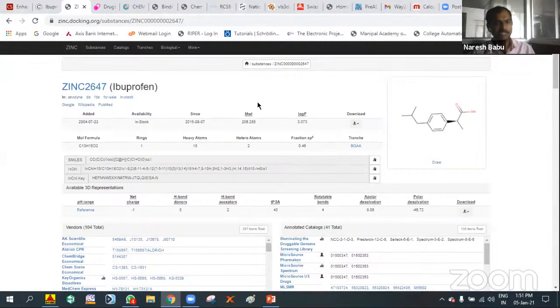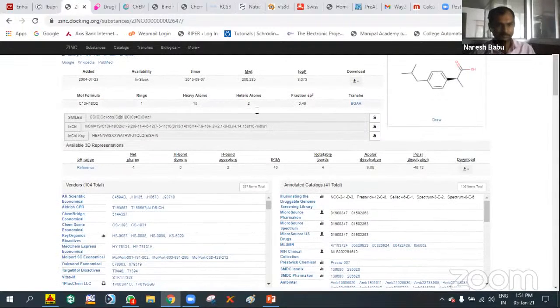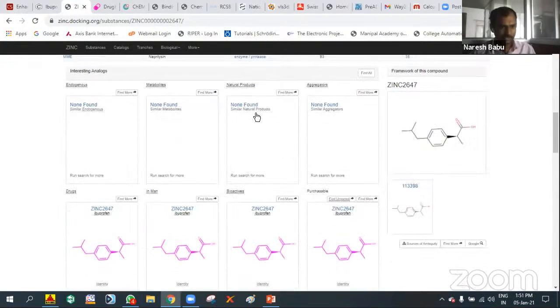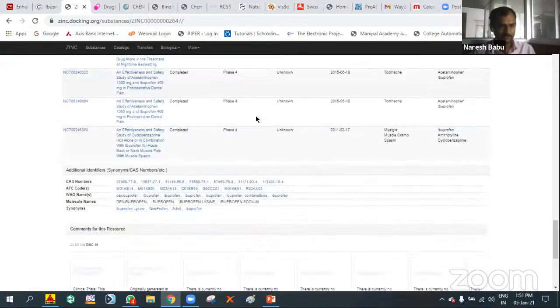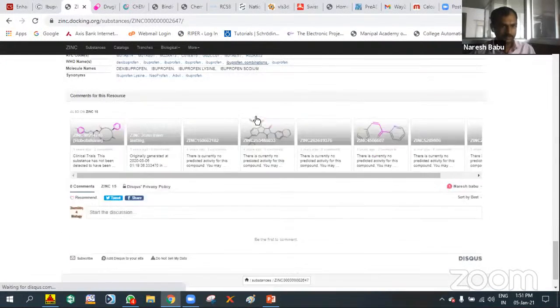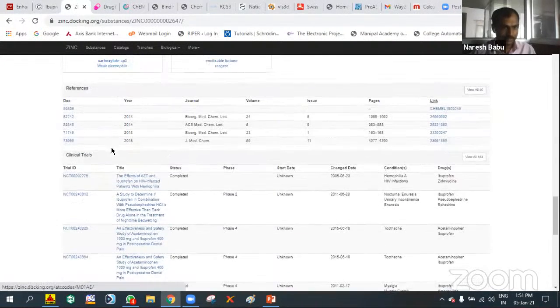So clinical trials related, we can search in this ZINC database. Here I have searched for ibuprofen. It gives the information about ibuprofen, the log P value, molecular weight, all these things. If you come down on the website, you can observe the clinical trials related to ibuprofen. The complete description of that we can observe here.